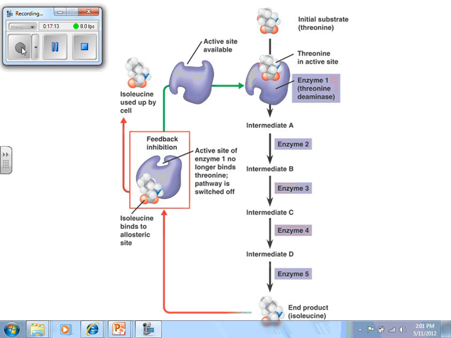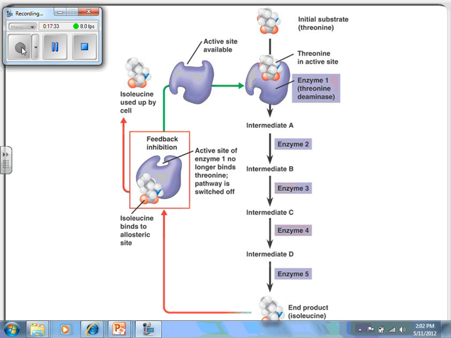Next topic we want to look at, enzymes and metabolism. Here we're looking at what's called a metabolic pathway, a set of steps that make an ultimate end product. In this case, we're trying to make an amino acid, isoleucine. Isoleucine in your body can't be made in one step. It takes a lot of different steps to do it. We start off with an initial substrate called threonine. That's another amino acid. We have the first enzyme here in the pathway that takes that threonine and turns it into an intermediate. It changes it into something else.